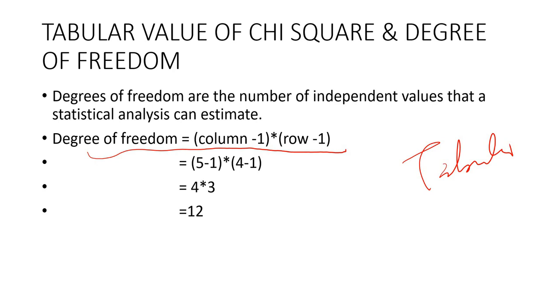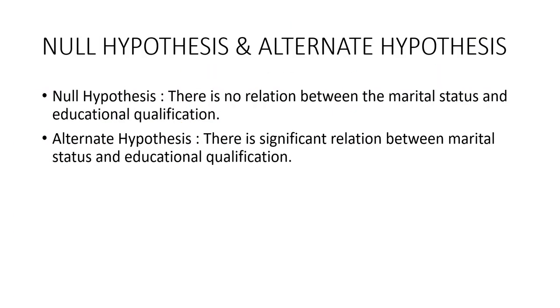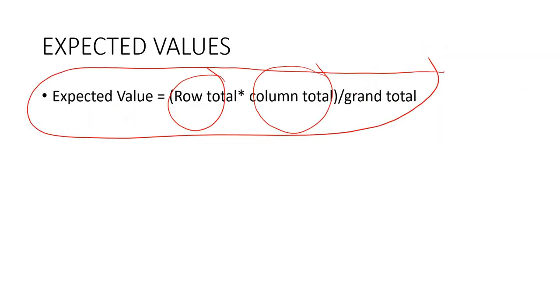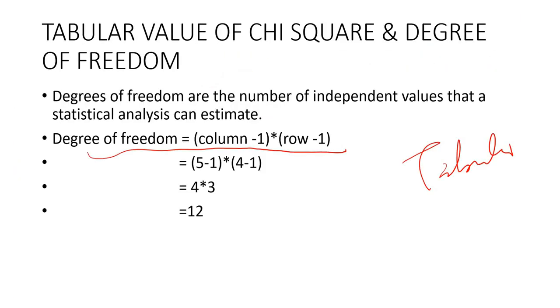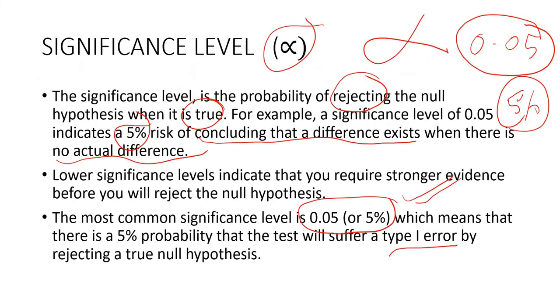Here, the number of columns in your first table, you can see here. In our formula it is written as 5, right? The number of columns is 5, and the number of rows is 4. You can see it here.